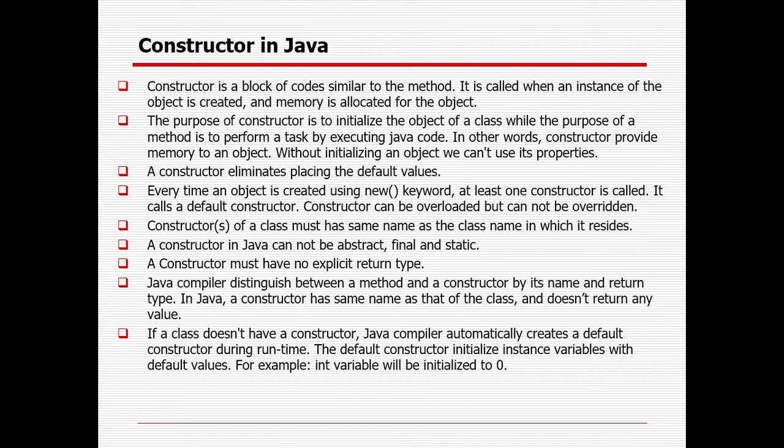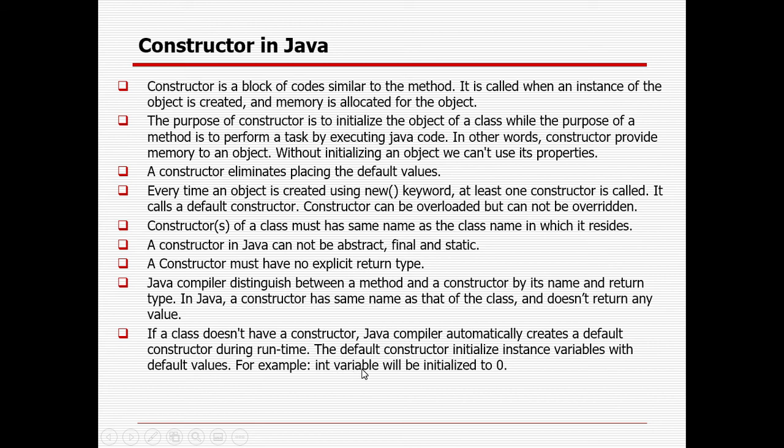But if you create any method, it should have a return type, either void or any specific return type. In Java, a constructor has the same name as that of the class and does not return any value. If a class does not have a constructor, the Java compiler automatically creates a default constructor, only during runtime, not at compile time. The default constructor initializes instance variables with default values.